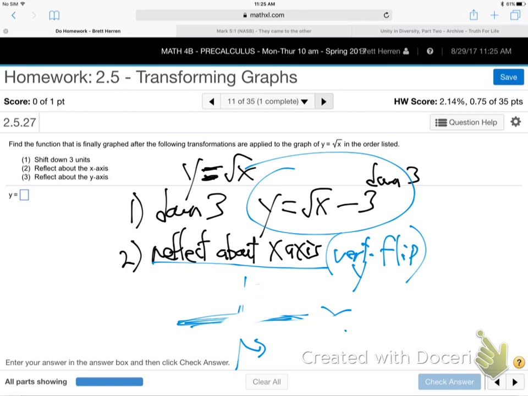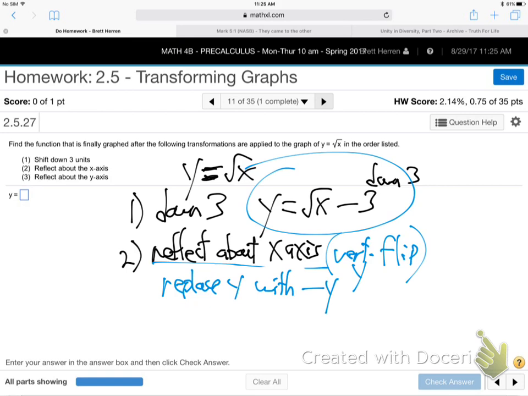This is tricky. What do you do to make a vertical flip on that equation? Let me do it this way, this would be the best. I'm trying to say it in the easiest way: replace y with negative y. Let's do that first, this will make it easier. So take that y and replace it with negative y. So far, so good?